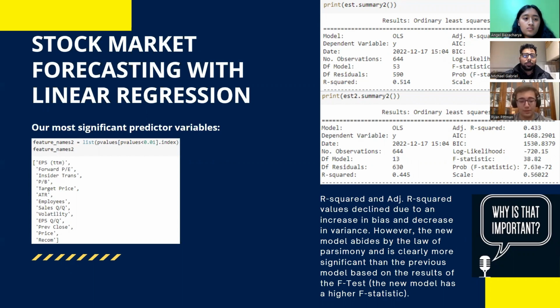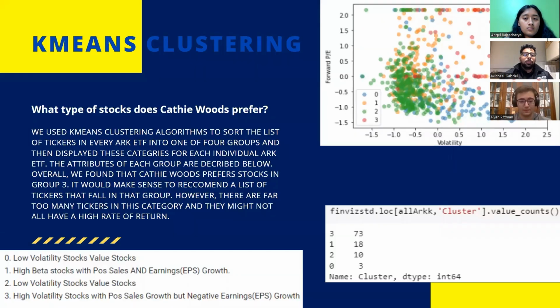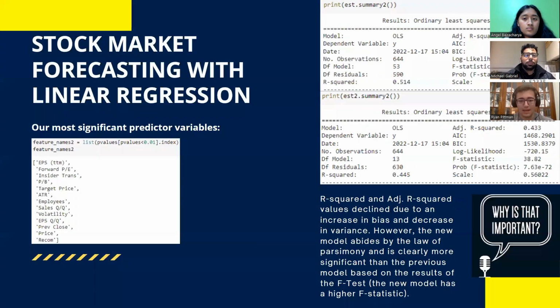We ran the summary statistics for the model with all features and the model with only our selected features. As depicted in the charts, the new model has a lower R-squared and adjusted R-squared values, most likely due to an increase in bias and decrease in variance. However, this new model does abide by the law of parsimony and is more significant than the prior model at stock market forecasting based on the results of the f-test.